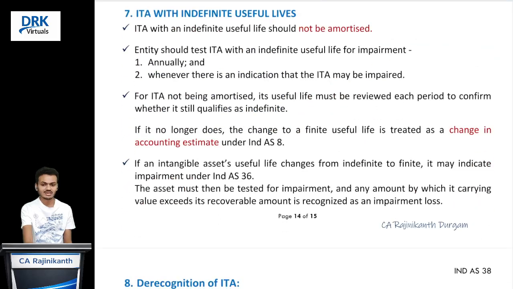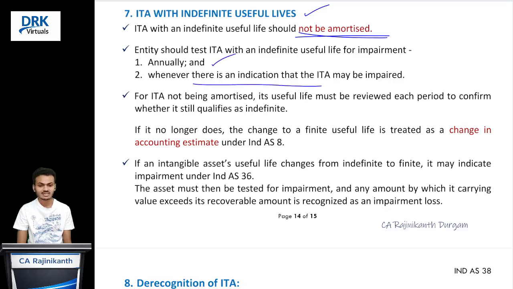And now the favorite area came. What is that? Intangible asset with indefinite useful life. We are getting economic benefits for an unlimited period. For everyone, this is a favorite area only, correct? We should not amortize it. Instead of that, we should go for impairment annually, and whenever there is an indication that impairment conditions exist. Are you clear with this?